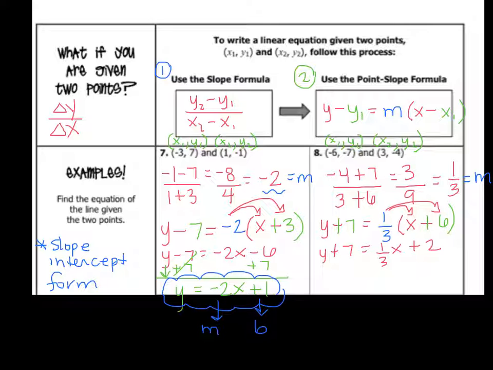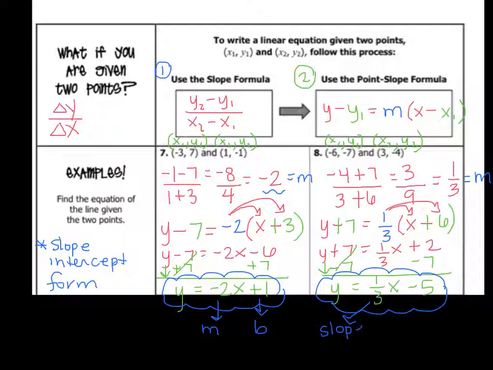Then I want to isolate y. I want to get y by itself. So I'm going to do the opposite. So I'm going to subtract 7 from both sides. I'm going to bring down my y. I'm going to bring down my 1/3 x. And then 2 minus 7 is equal to negative 5. So now I have my equation in slope-intercept form. My slope is 1/3. My y-intercept is negative 5.